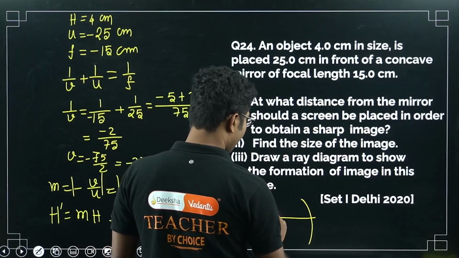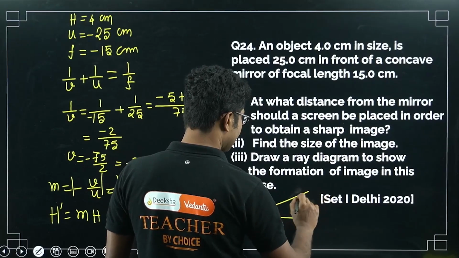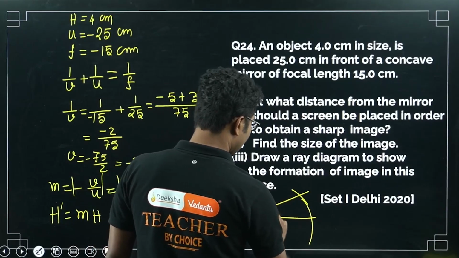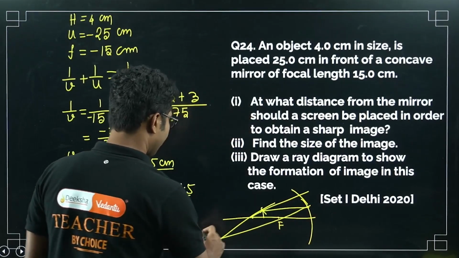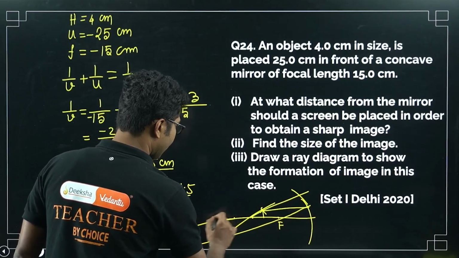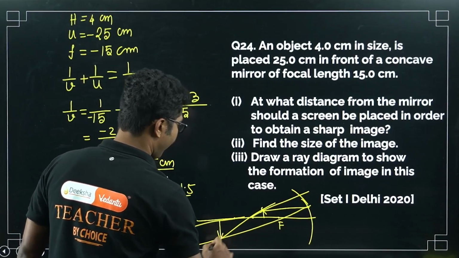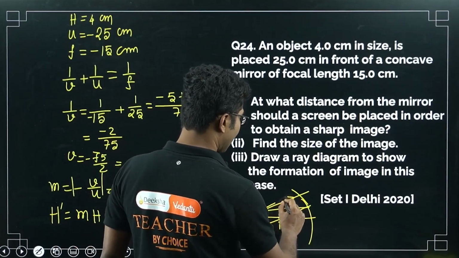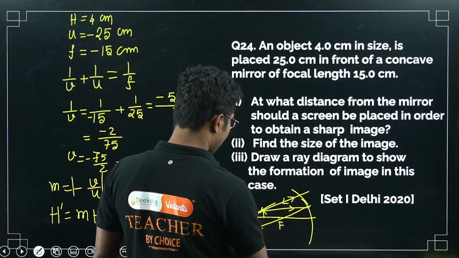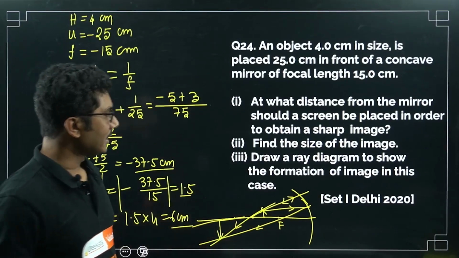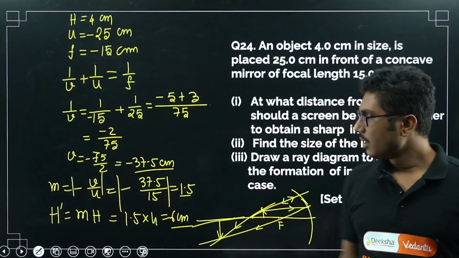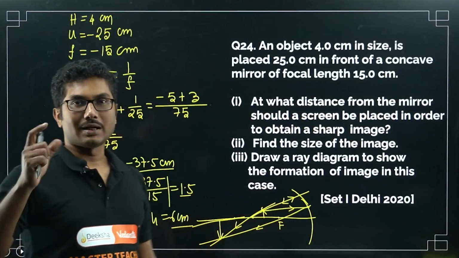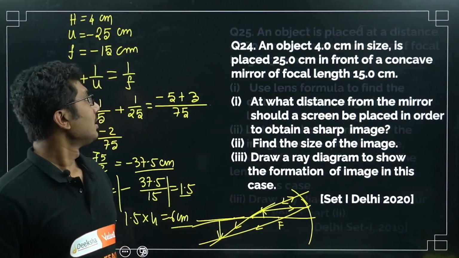So for this, how to draw? First you can take this ray, so this ray will go along this only, and you have to extend it in this case, and after this they will intersect like this, so you will get an enlarged, inverted, real image. Remember that for a ray diagram, arrows are a must. So this is the diagram. Simple diagram, only using your pencil, scale, compass, you can draw it, not super difficult.